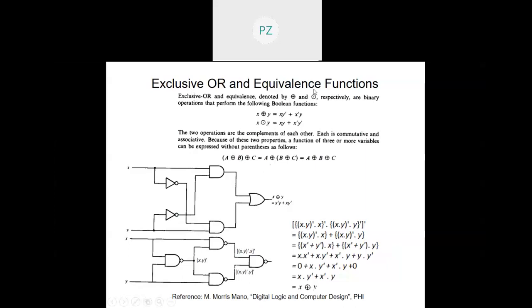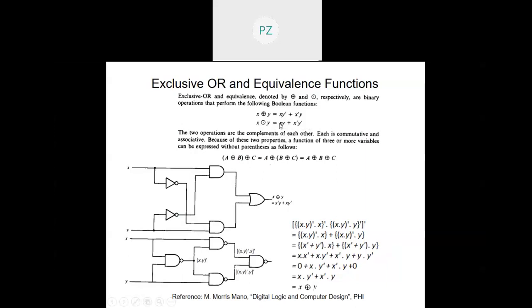There are several names given to this function because of its utility. So equivalence function is basically an exclusive OR followed by a NOR, right? So exclusive OR and equivalence, denoted by this symbol and this symbol respectively, are binary operations that perform the following Boolean functions. X exclusive ORed with Y is xy' plus x'y, as we have already learned from the truth table of the exclusive OR gate. Exclusive NOR gate, on the other hand, is xy plus x'y', once again from the truth table of exclusive NOR that we have seen earlier.